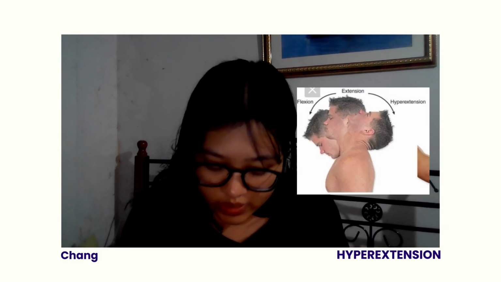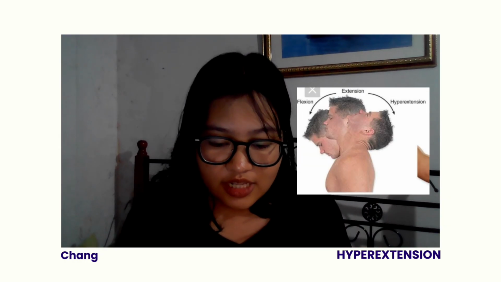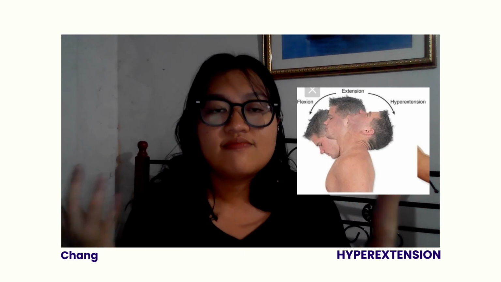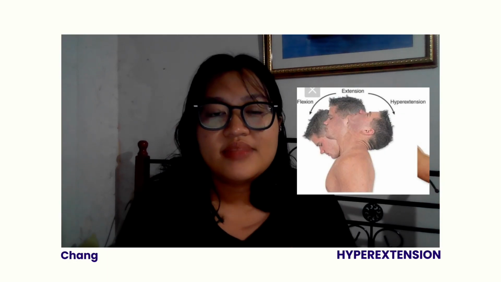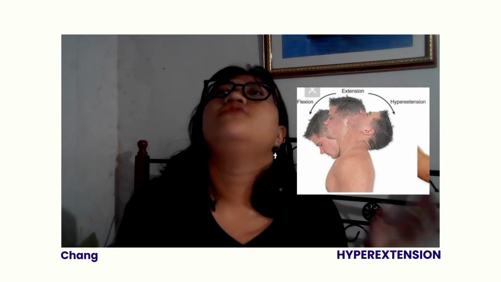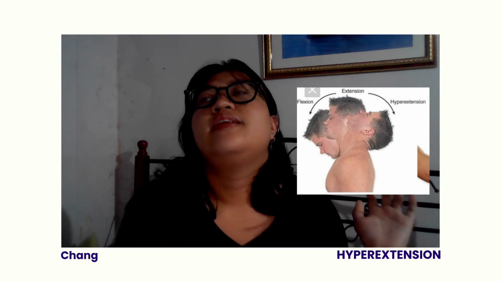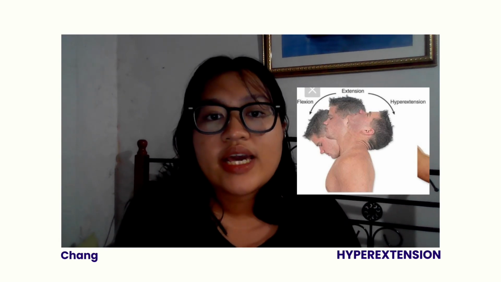Right? Another example is when we tilt our head backward. As earlier mentioned, moving your head forward is a flexion movement, and in its upright position is the extended movement. And when you tilt your head back, that is an example of a hyperextension movement. You're going past its upright normal position.